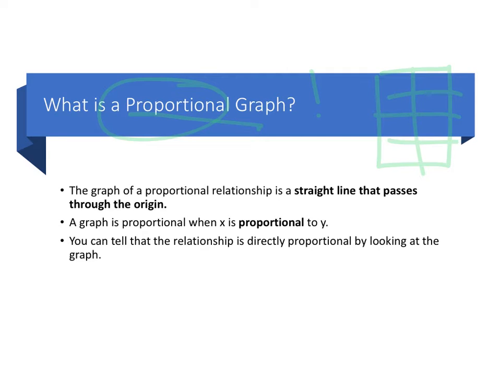So there's a couple ways we know that it is proportional. The graph of a proportional relationship is a straight line that passes through the origin. In the previous lesson, the origin is the point 0, 0. It has to run through that to be proportional. And the next one is a graph is proportional when x is proportional to y. That means, looking maybe back at your tables that you remember creating, they have the same unit rate every single time when they are simplified to their smallest ratio or to a fraction. And then you can also, just by looking at the graph, tell it's proportional. And I will show you that here.